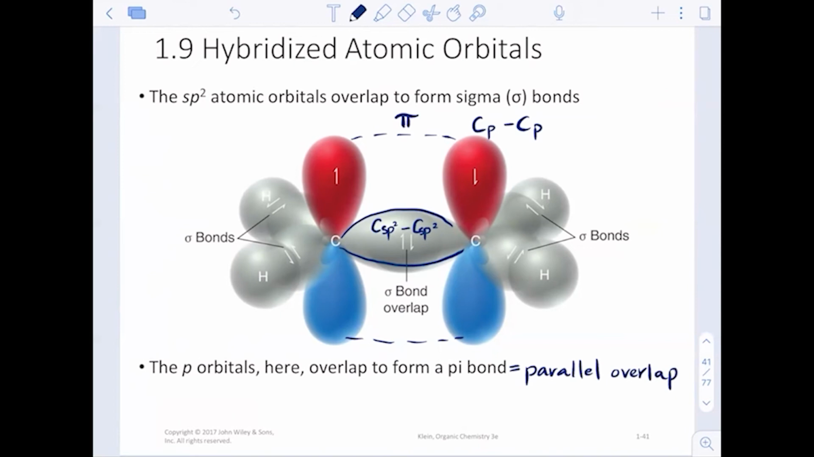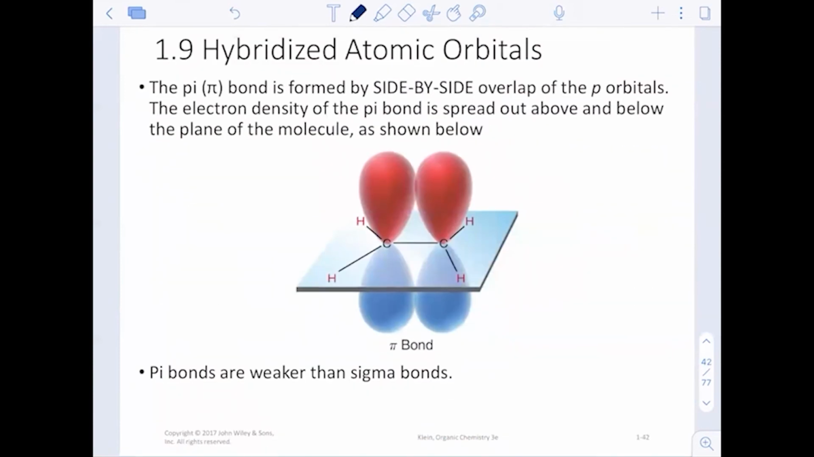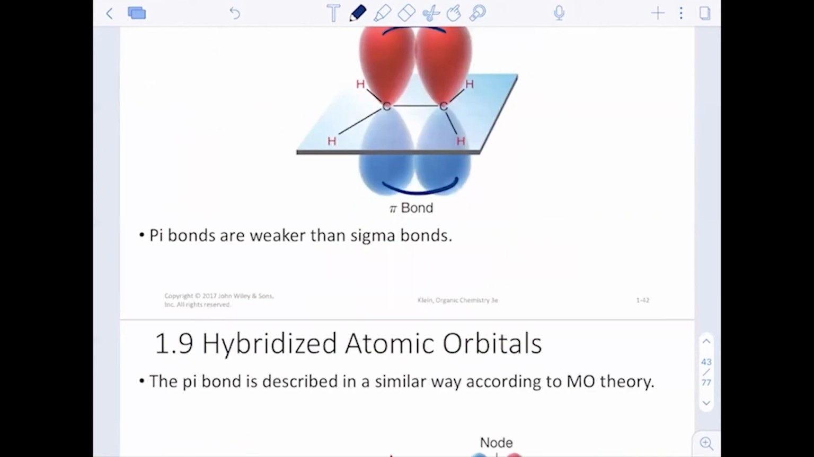A pi bond is what I like to call icing on the cake. It's not as strong as a sigma. It just adds a little bit of strength for us. So the pi bond is that side-by-side or parallel overlap of the p orbitals. The electron density of the pi bond is spread out above and below, right? It's all of this and all of this. It's like as if it's orbiting around that sigma bond, kind of like a donut. Pi bonds are weaker than sigma bonds, but they do exist in the same general idea.